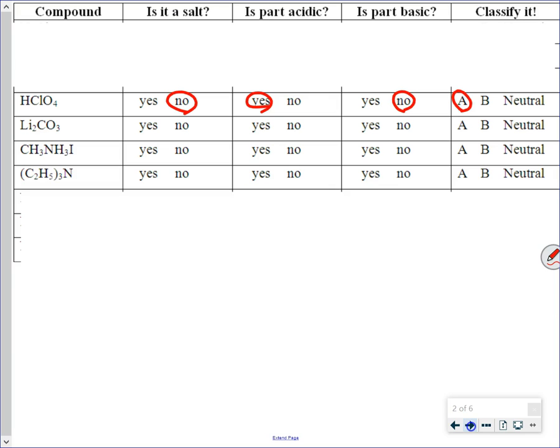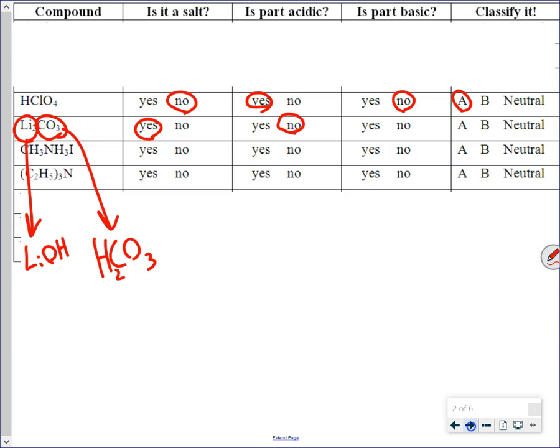Okay. The next one, lithium carbonate. Now we're back to salts. Yes, this thing is a salt. It's an ionic compound. We have to observe where the two ions came from. So lithium comes from lithium hydroxide. Strong base. Therefore, the lithium will not affect pH. Carbonate comes from carbonic acid. Carbonic acid is weak. Therefore, that carbonate does have basic properties. And overall, this thing is basic.